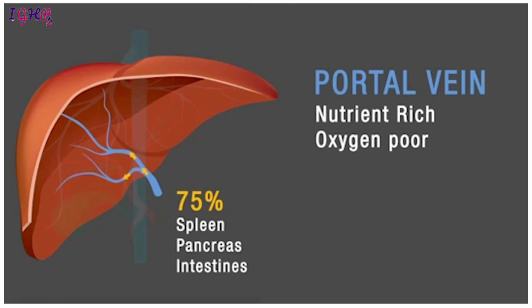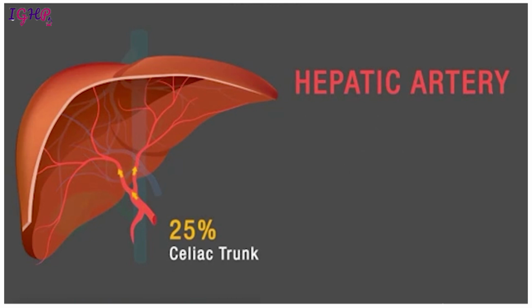So before we move on to the different liver injuries, let us first understand the blood supply to the liver. Liver is the largest internal organ of the body and it is supplied by two major vessels. One is the portal vein, which supplies 75% of the blood to the liver, and this blood is derived from the spleen, pancreas, intestine and stomach, and it is bringing nutrient rich blood to the liver. Now this blood which is coming through the portal vein is relatively oxygen poor.